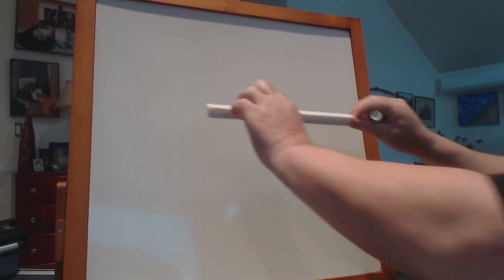Okay, so we're back again. We're going to take a look at a couple of problems in trigonometry. And the first problem we're going to look at deals with the law of cosines and an application of the law of sines.